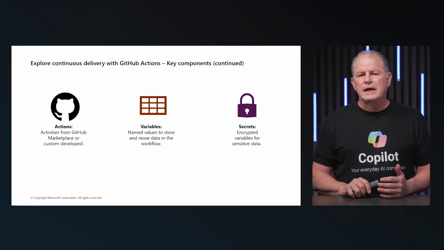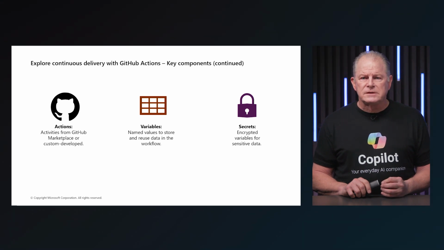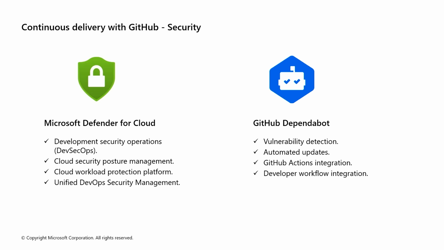Continuous delivery in GitHub Actions allows you to automate your deployment processes, ensuring that your code is always ready to release. By defining workflows, jobs, steps, and actions, you can create a robust CI/CD pipeline that integrates seamlessly with your existing tools and processes. Microsoft Defender for Cloud and GitHub Dependabot enhance the security of your continuous delivery pipelines. These tools play a critical role in identifying and mitigating security risks and ensuring that your code is secure throughout the development lifecycle.